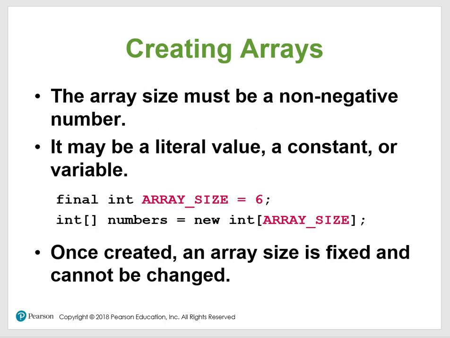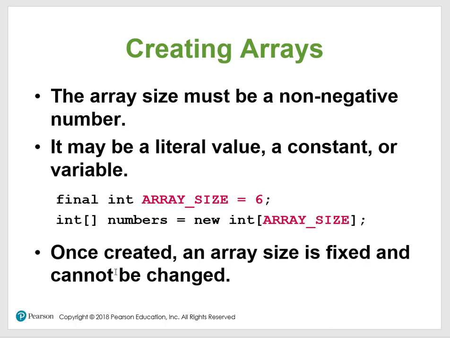When you create an array, the array size must be a non-negative number. You can't have a negative number for an array size. It may be a literal value, a constant, or a variable. So let's say you have ARRAY_SIZE, which is uppercase, as the identifier, array underscore size. When you put a 6 into ARRAY_SIZE and pass it in here, the 6 goes in here, and it's a new int array as well.